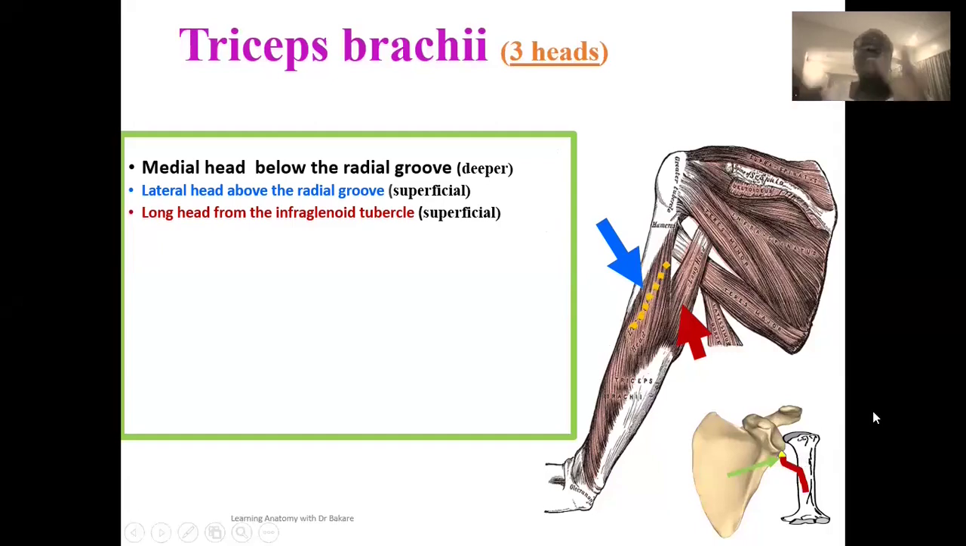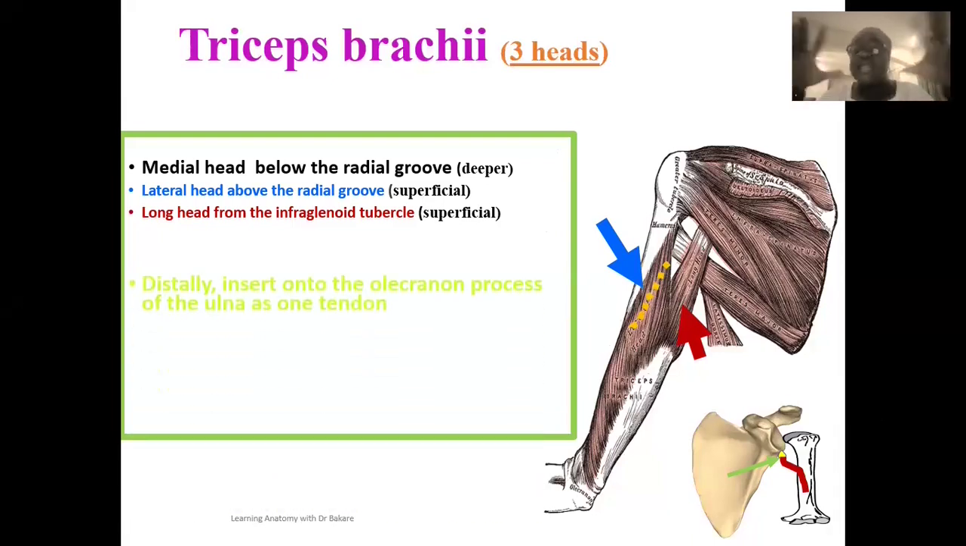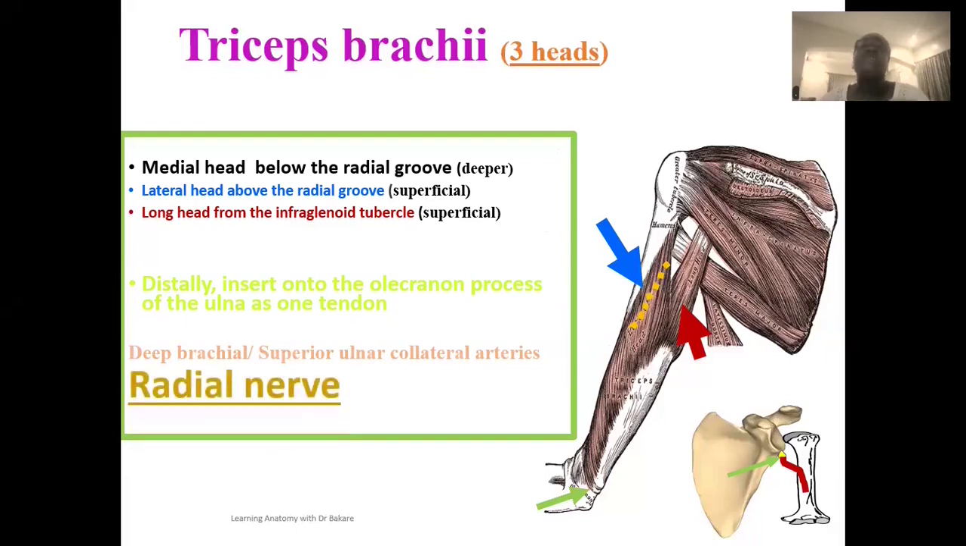So you can see how these heads originate, and after their origination distally, you see that they are united to form a common tendon. And this common tendon is finally seen to insert on the olecranon process of the ulna. Don't forget that the superior region of the ulna will have an olecranon process. And this is what creates the insertion site for the common tendon of this muscle. The triceps brachii muscle is primarily supplied by the deep brachial artery. It also receives support or contributory supply from the superior ulnar collateral arteries. The innervation is by the radial nerve.